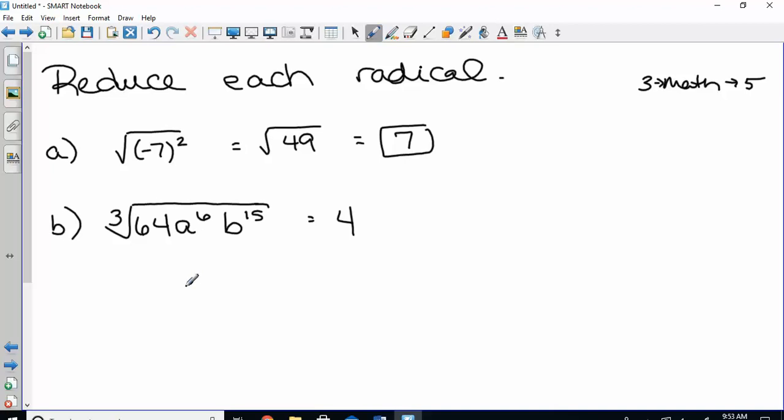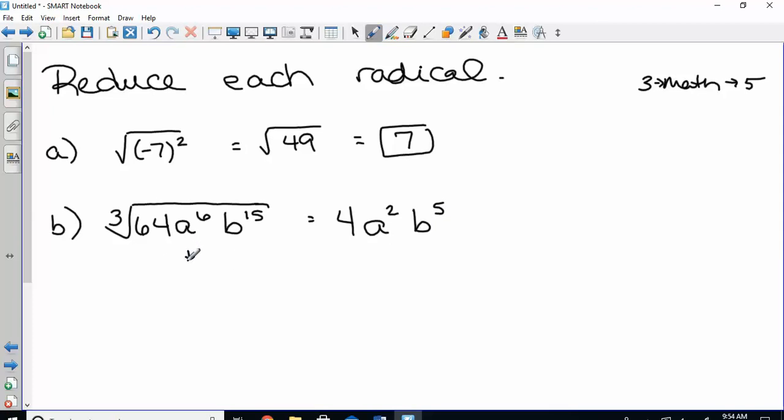All right, a to the 6th. So let's talk about this. That's like saying I have 6 a's. This cube root tells me I can pull them out in groups of 3. So if I have 6 of them, how many groups of 3 does that form? 2. Okay, if I have 15 b's, to find how many groups of 3, we get 5.